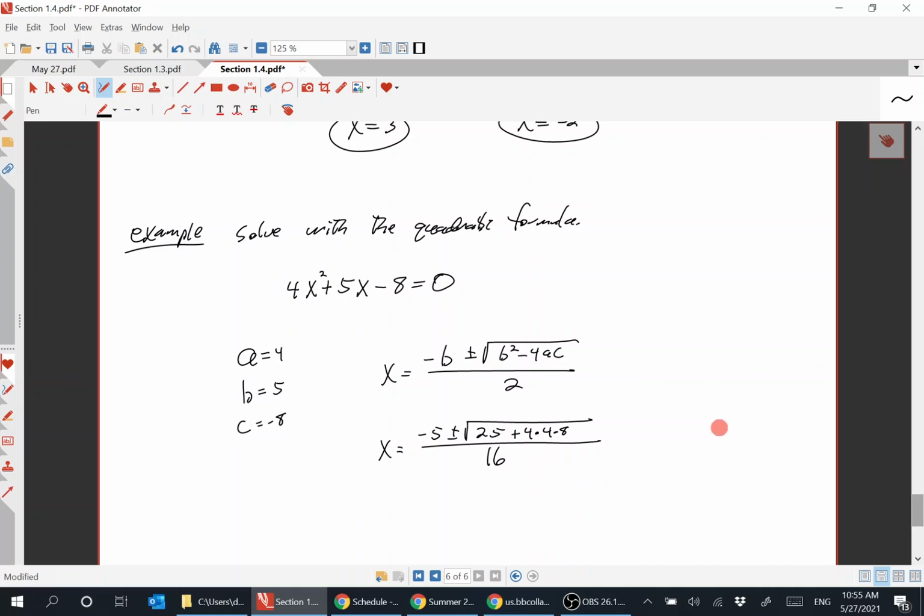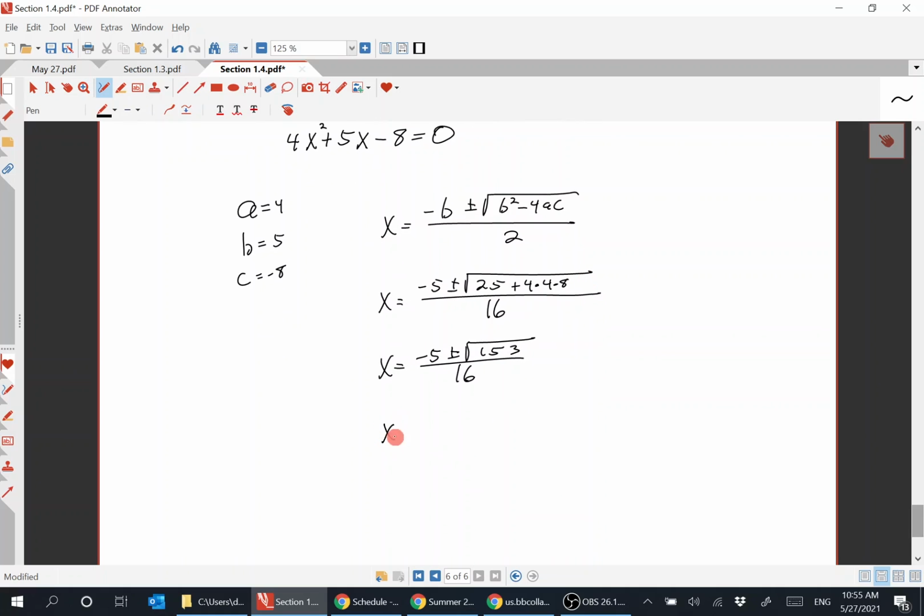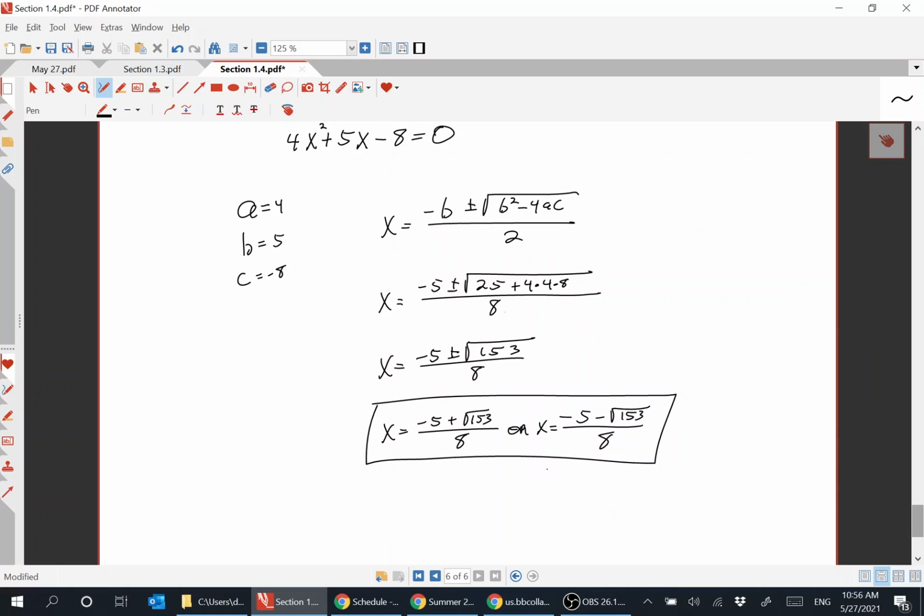So that gives you 153. So x is equal to minus 5 plus or minus the square root of 153 over 16. So x is equal to minus 5 plus root 153 over 8, oh, this is supposed to be an 8, since A is 4, or x is equal to minus 5 minus the square root of 153 over 8. Those are the two solutions we had doing the completing the square process.